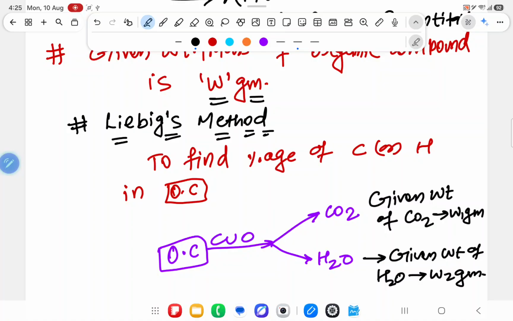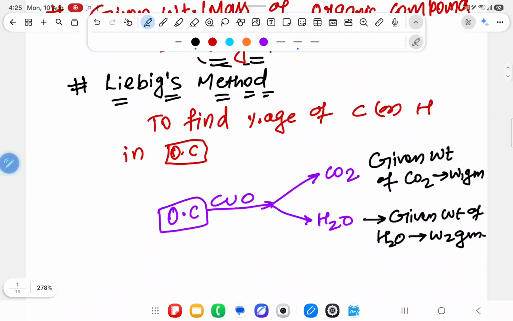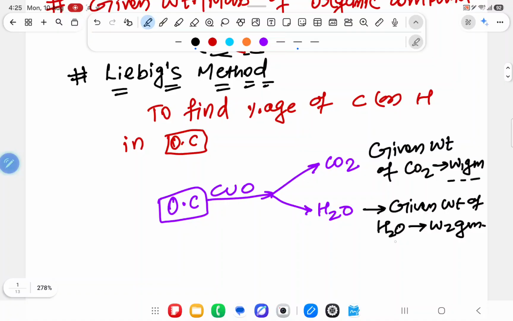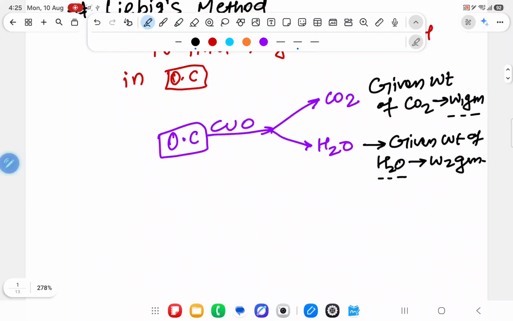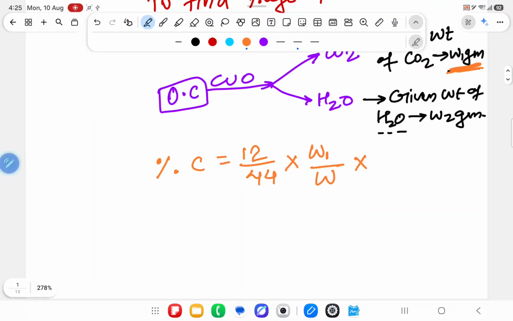Means in the question also I will solve. They will definitely give you the weight of organic compound, that is 100% sure. They will definitely give you the weight of carbon dioxide if you have to find the percentage, and they will definitely give you the weight of water. Over here, according to Liebig, you can use a direct formula, and that formula is percentage of carbon is 12 by 44 into weight of carbon dioxide, W1 is the weight of carbon dioxide, upon W, the weight of organic compound, into 100.